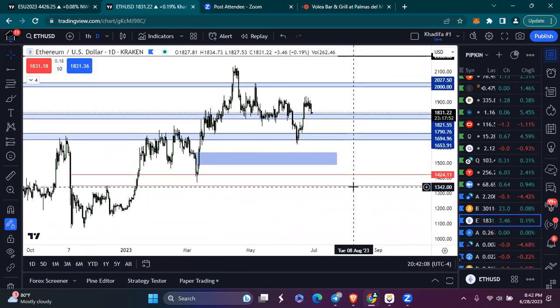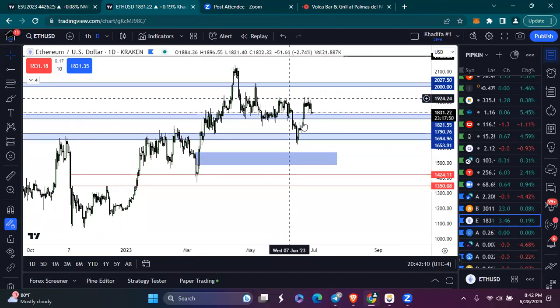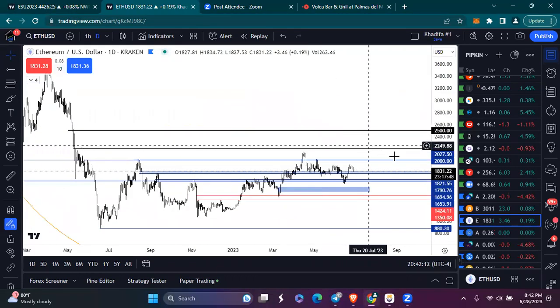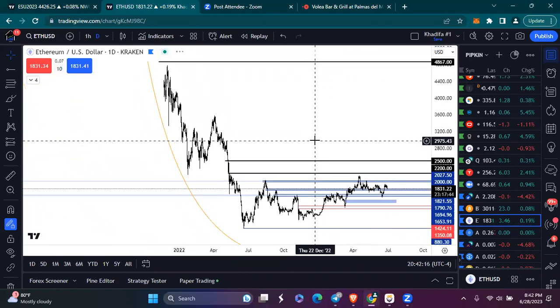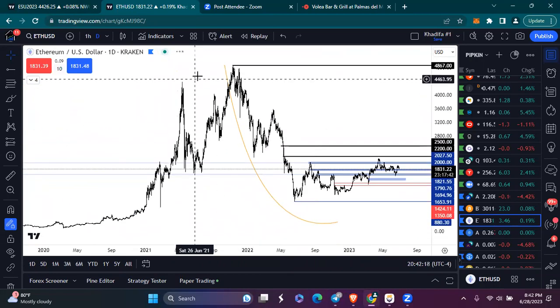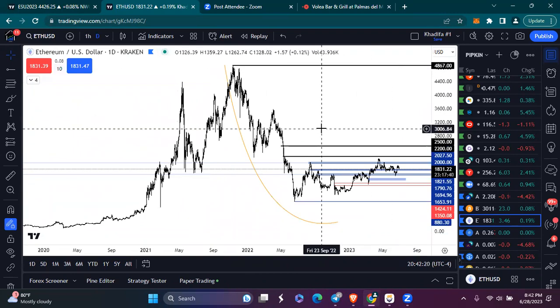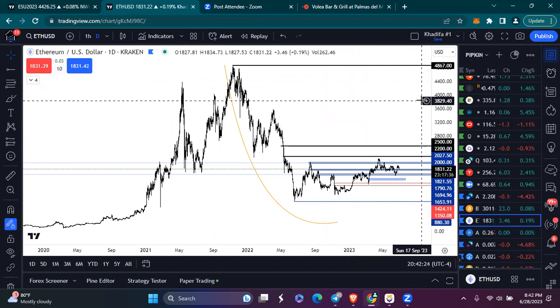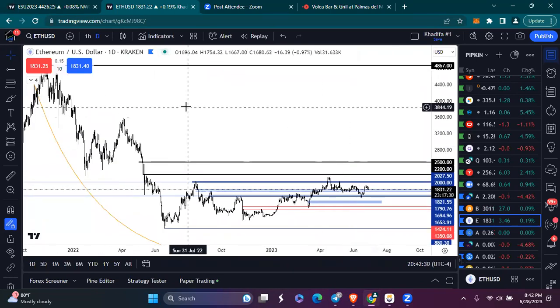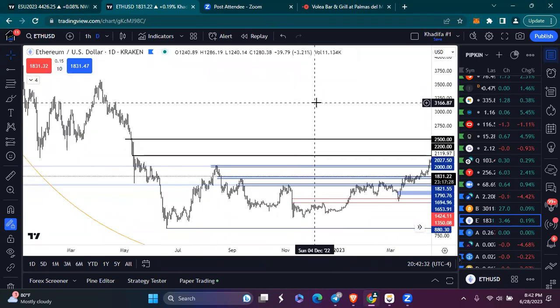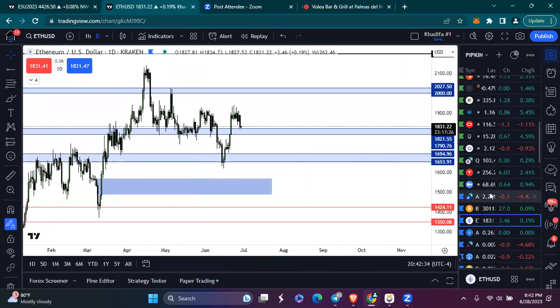Ethereum, same thing. Let me see us push on up to 2,200, 2,500. Ethereum is coming for them highs as well, 4,867. We will see it again. Ethereum and Biddy will see them all-time highs.